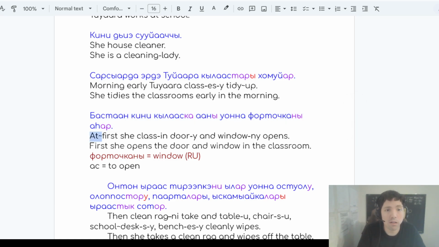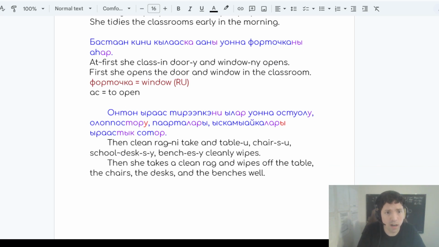At first, she, class in, door and window n opens. First, she opens the door and window in the classroom. And you have a note there about how that means window in Russian. And as means to open, as you learned in the vocabulary. But when we add ar, that C changes to a light H. Ahar. So we don't say asar, we say ahar.